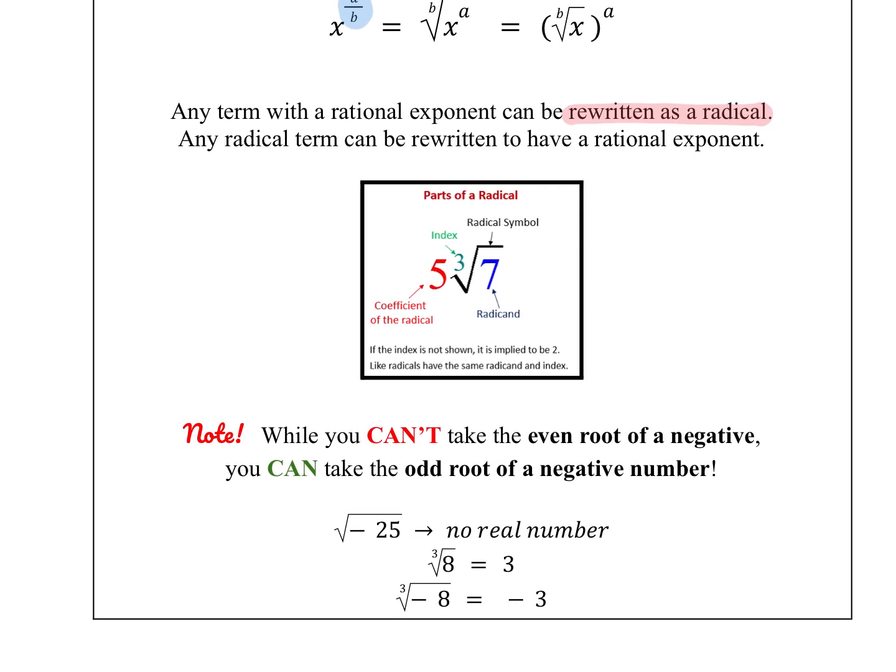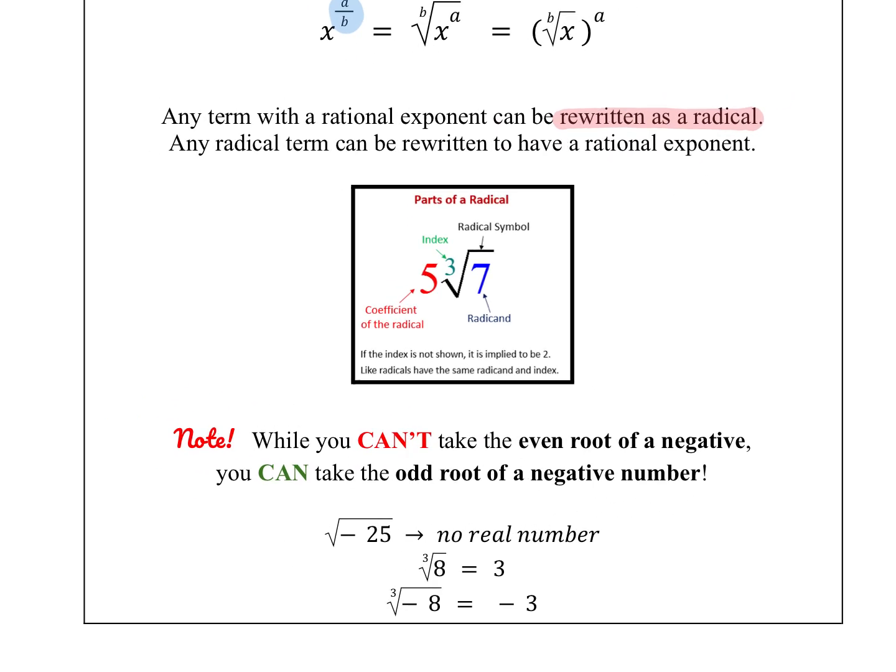So it is important to know that you can't take the even root of a negative, or there's no real number that exists. So for example, the square root of a negative number is not a real number, but you can take the odd root of a negative number. So here's a couple examples down here. We know the square root of negative 25, that's not a real number. We could say that it's 5i, but it's not real. There's no even root of a negative number. Now, you can take the cube root of a positive number.